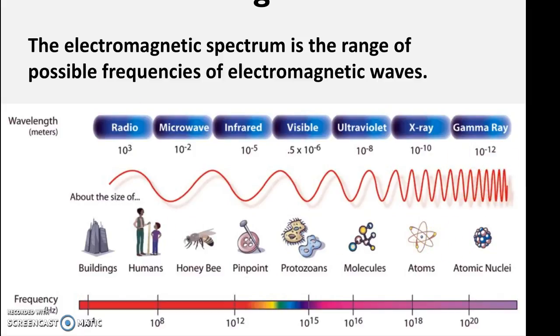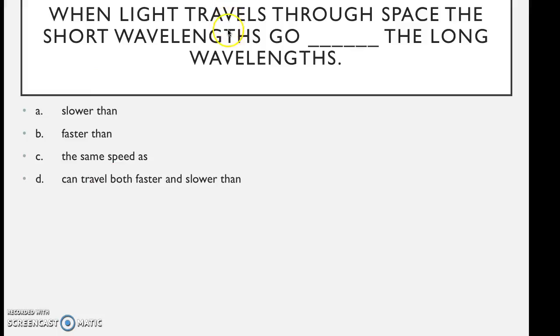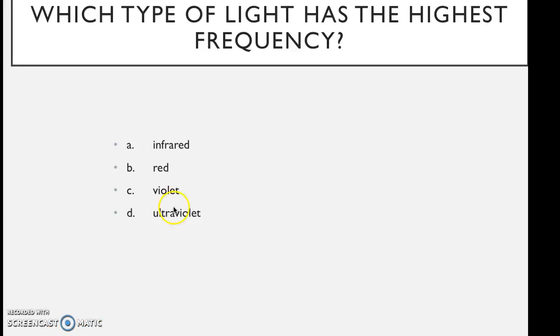Okay, so here's a quick question. When light travels through space, the short wavelengths go what compared to the long wavelengths? You should have chosen the same speed as, because all light travels the same speed through the same medium. Which of these types of light has the highest frequency? The answer is ultraviolet. It has the lowest wavelength, highest frequency, and highest energy of these 4 types of light.